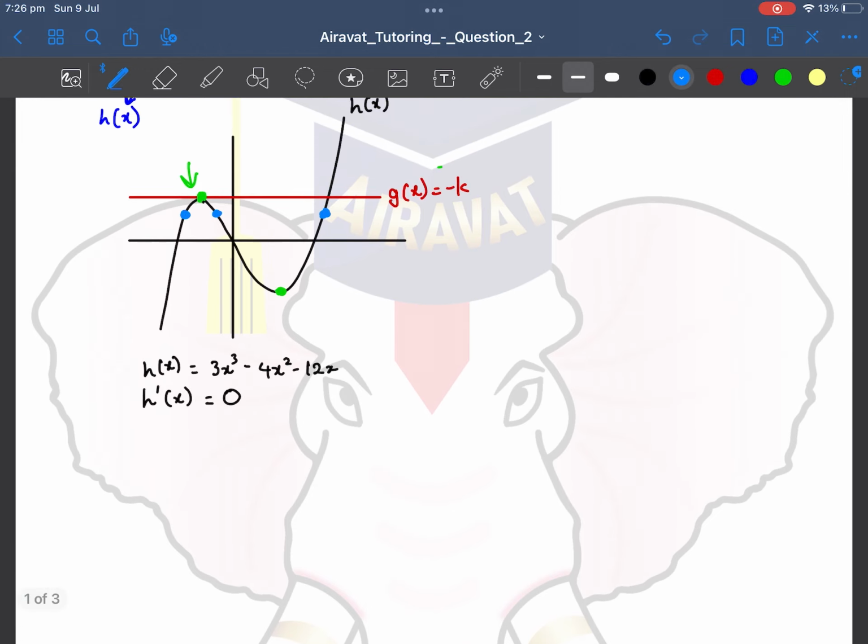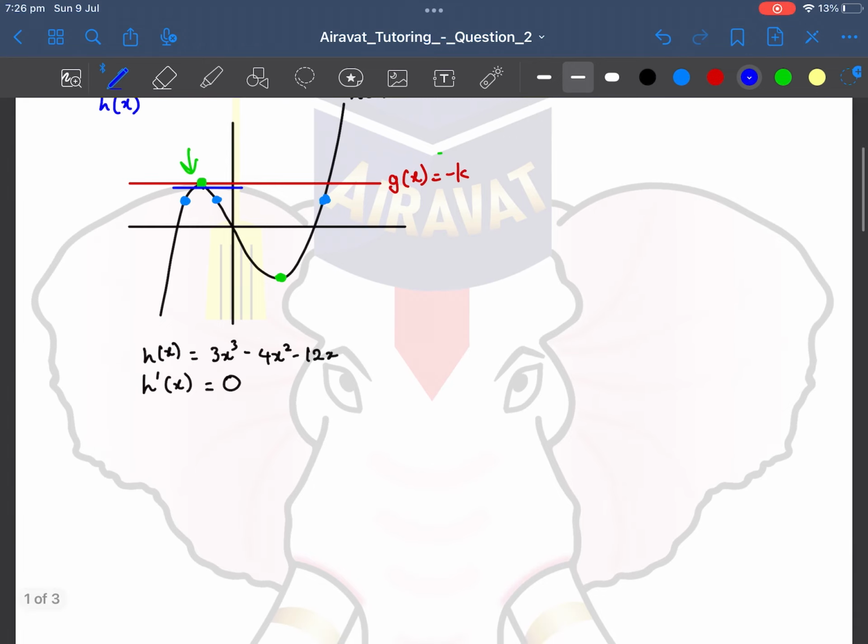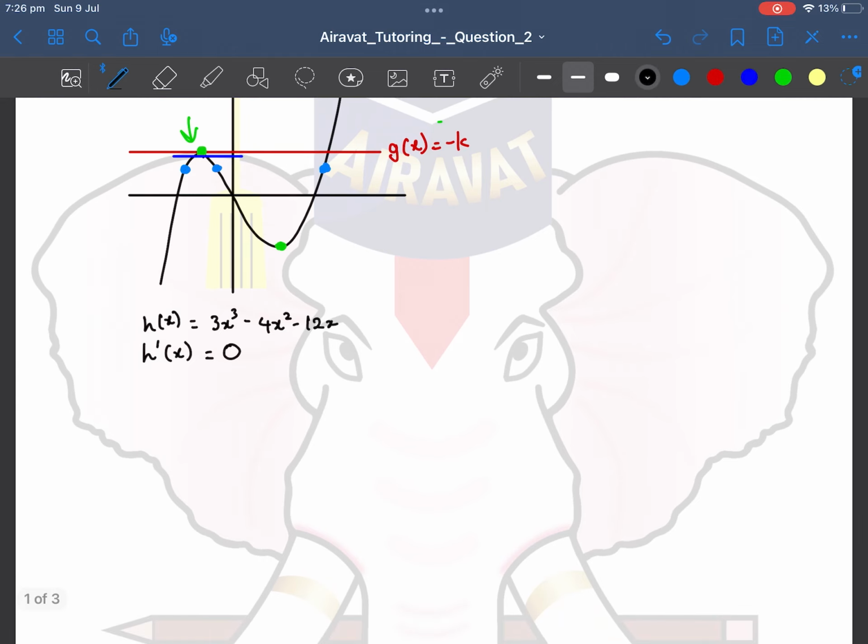Well, because if I were to draw a tangent line right over here, we can clearly see a tangent line that passes through the turning point. We can clearly see that this tangent line is completely flat, meaning it has no gradient, or a gradient of 0. So when the graph of h(x) has a gradient of 0, that means it's also a turning point or a stationary point. So let's derive it real quick.